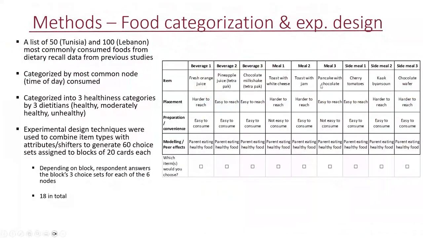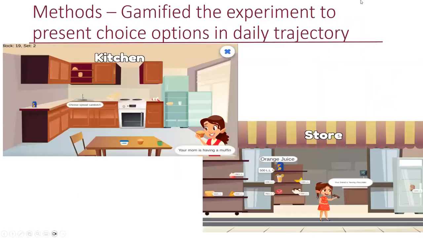Of course, choice experiments encountered in the field very often assume this tabular form. With school children, we gamified this application using a computer game that would make it more appealing. So a choice set like this would translate into one of these choice scenarios that would be presented repeatedly. 18 of those in total would be presented to each respondent to gauge their choices.